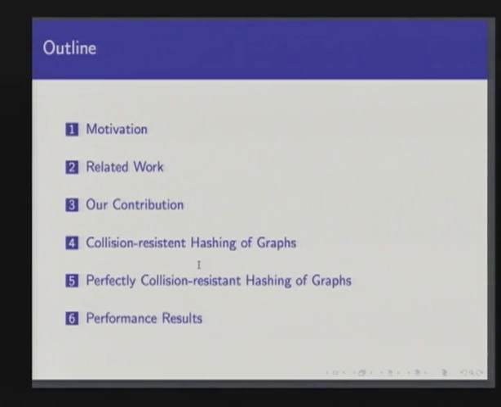So the outline of my talk is as follows. Motivation, what is the motivation of my current work, and what was some related work, what are the main contributions which we made. Then I will describe our main contribution, collision resistance hashing for graphs and perfectly collision resistance hashing schemes for graphs, and at the end some performance results for our experiments and algorithms.